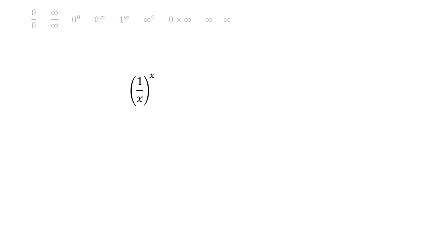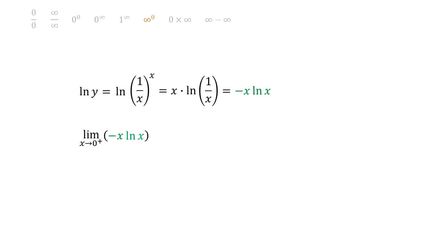Let's keep going with the same limit. What happens as x approaches 0? In that case, we run into another indeterminate form, infinity raised to 0. The initial steps of the solution are the same, so let's jump to this limit. What happens to the logarithm as x gets closer to 0? The logarithm heads off to negative infinity. So we get the indeterminate form 0 times infinity. And once again, it's unclear which part wins, the shrinking x or the growing ln of x.